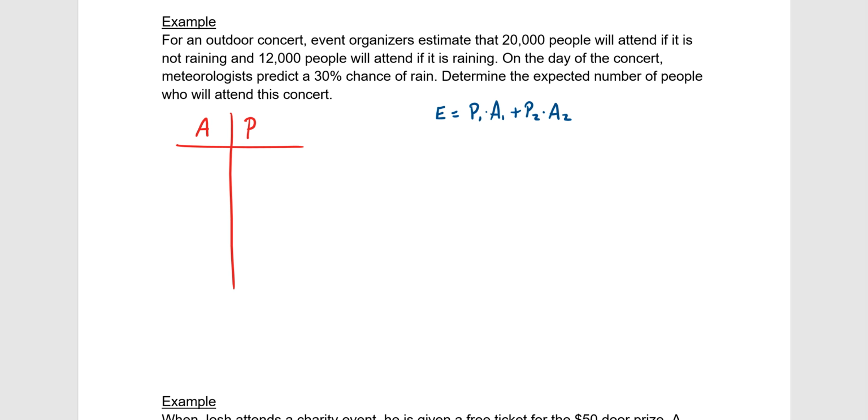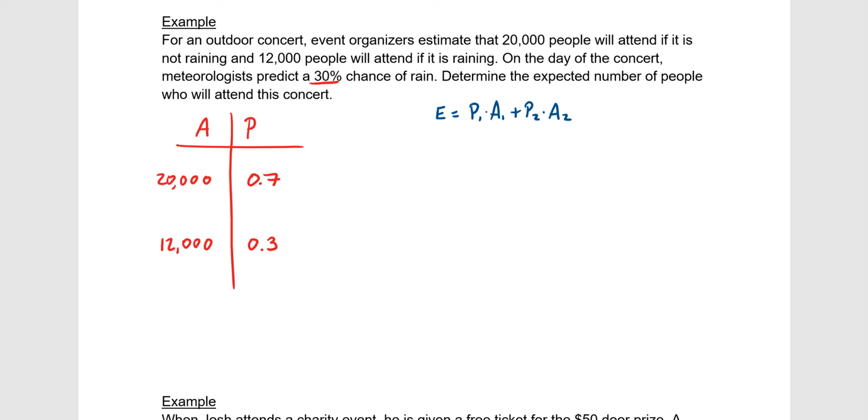outcome number 1 is that 20,000 people attend. So this is going to represent the number of people attending for this one. So the probability that 20,000 people attend is if it's not raining. There's a 30% chance of rain. That means there's a 70% chance that it's not raining, as a decimal is 0.7. Okay, and then the other outcome is that if it is raining, then 12,000 people are going to attend. There's a 30% chance of rain. As a decimal, that is 0.3.